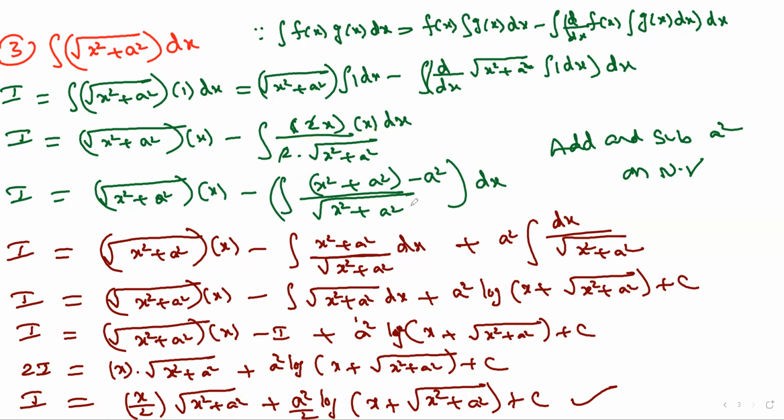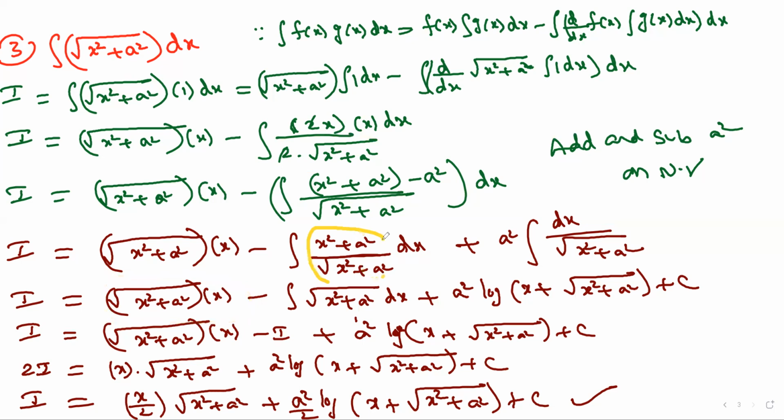Let us observe that the denominator has x square plus a square, that's why we add and subtract a square in the numerator. After that we get minus, the first function as it is, minus, one root value cancels here, x square plus a square by root x square plus a square dx, using individual division. Here minus into minus is plus a square integral dx by root under x square plus a square. So x into root x square plus a square minus, the same values here.